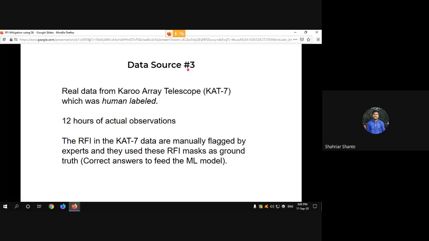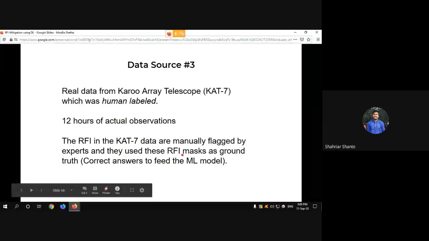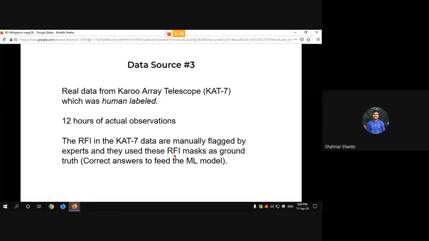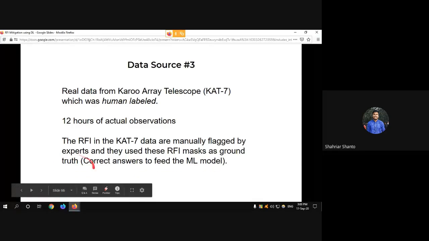Okay, then data source 3 for them was real data from the Karoo Array Telescope, or KAT-7 telescope, which was then human labeled, where a team of experts actually marked those RFI signals and produced masks. Masks means just a picture of where the RFI is and where it is not. They used this data source 3 as ground truth, which means the correct answers to feed the machine learning model.